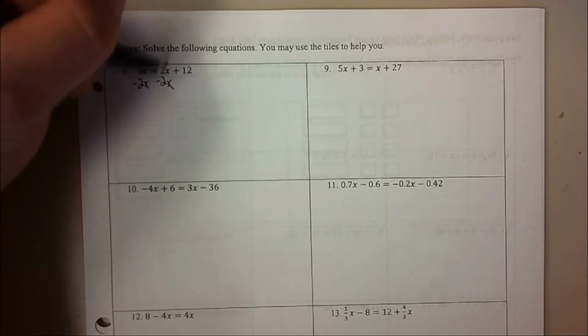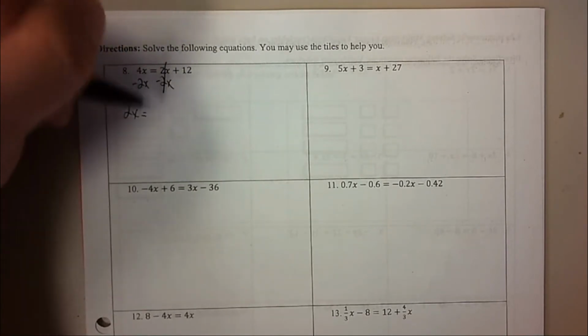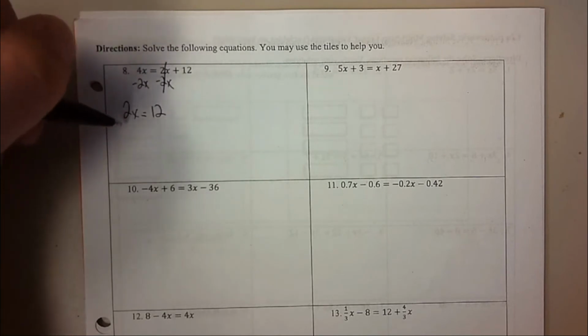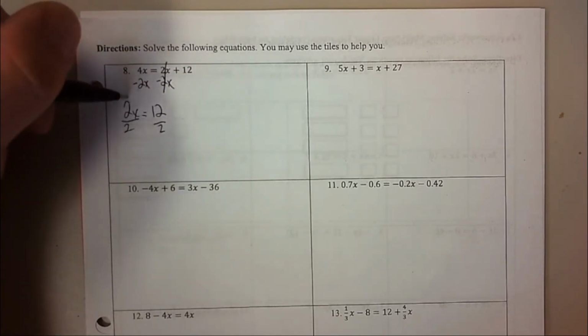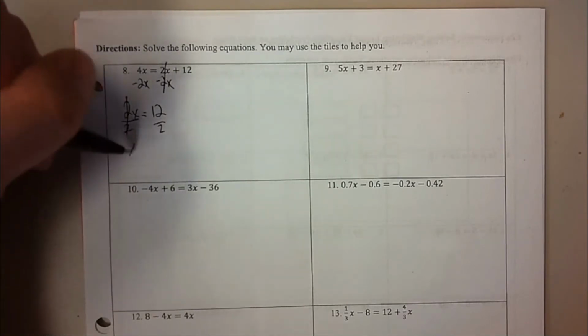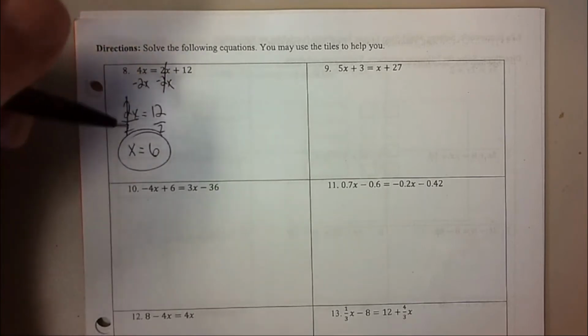So I want to go ahead and subtract 2x to both sides. Subtract 2x. So this cancels. 4x take away 2x is 2x. Bring down your 12. Then I'm going to divide both sides by 2. So that cancels out. It leaves you with 1x. 12 divided by 2 is positive 6.